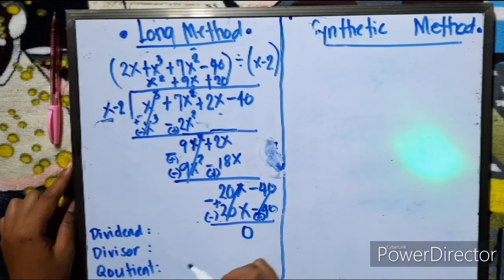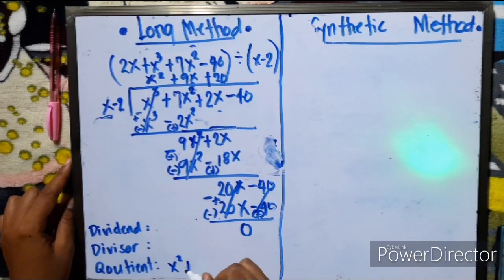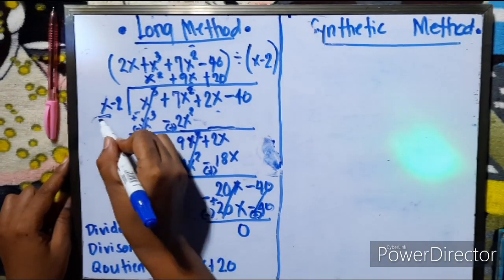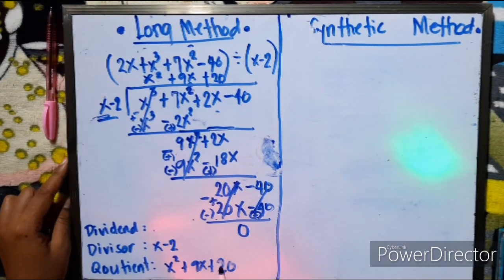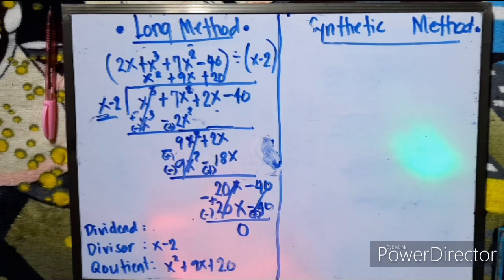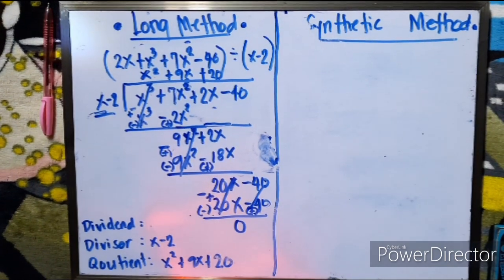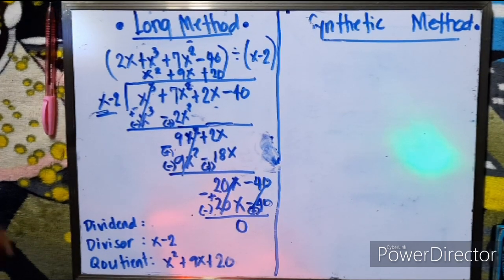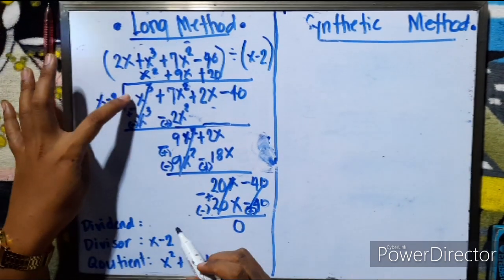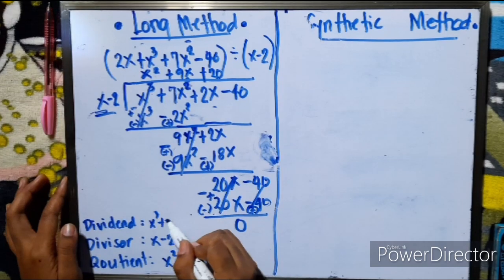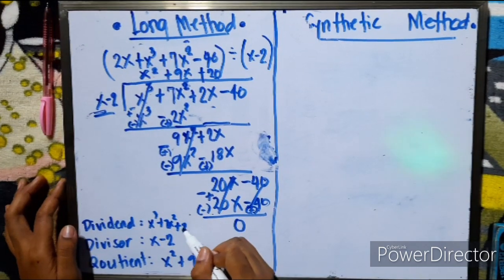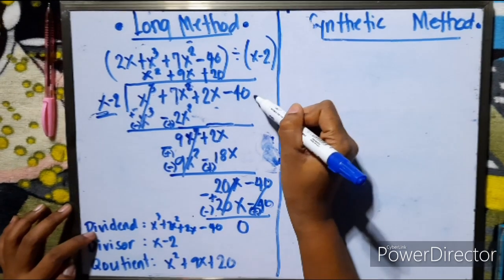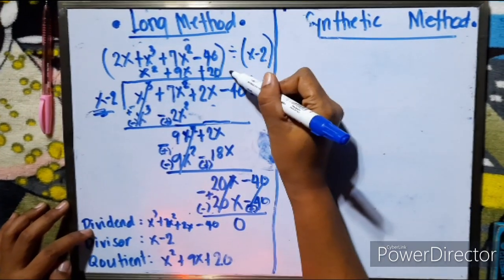So our quotient now is equal to x squared plus 9x plus 20. And our divisor is x minus 2. I wrote it down because there are activities in your module where you identify which is the dividend, which is the divisor, or which is the quotient. So the dividend, of course, is x cubed plus 7x squared plus 2x minus 40. Again, this is the dividend, this is our divisor, and this is our quotient.